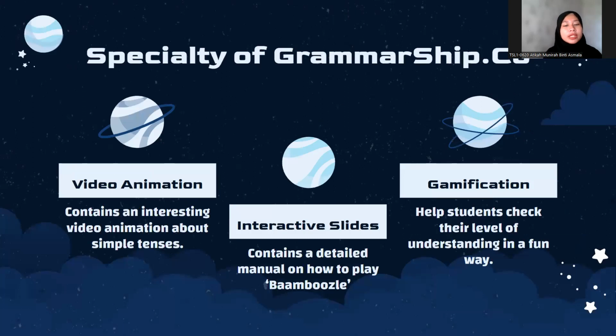Now, the specialty of grammarship.co is that it contains 3 elements. The first is video animation. The website contains an interesting video animation about simple tenses. Other than that, it also has interactive slides, which contain a detailed manual on how to play Bamboozle. And lastly, it also has a game which helps students check their level of understanding in a fun way. So in my website, I decided to use a game called Bamboozle.